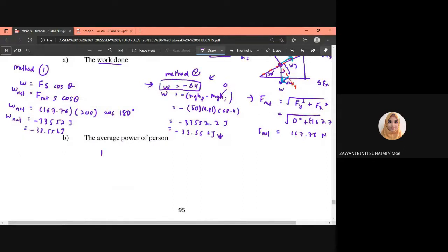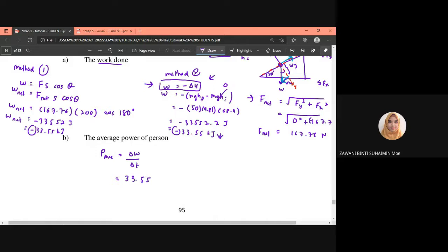Okay, so maksudnya P average is equal to delta work over delta T. Okay, so macam saya cakap tadi, walaupun work kita adalah negatif, okay, tapi untuk kita kira power, kita ambil yang value positif saja. Sebab apa? Sebab pada asalnya work kita ni pun adalah scalar quantity. Negatif ini hanya menunjukkan bahawa sistem kita tu lost energy. So there is nothing to do with direction. Okay, so maksudnya kita ambil je lah value positif. Lagipun power kita tak akan ada value negatif lah.